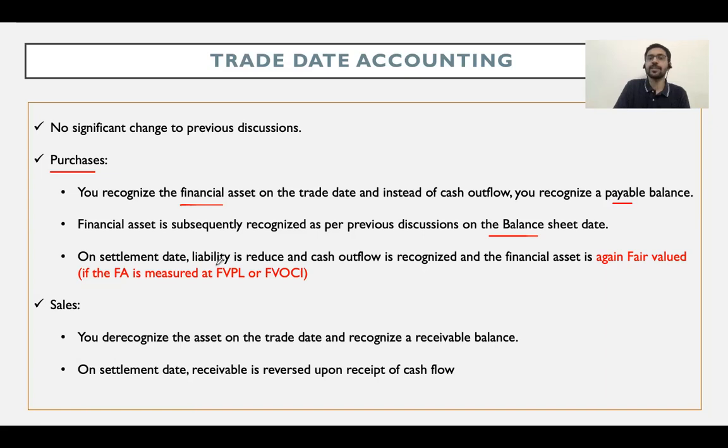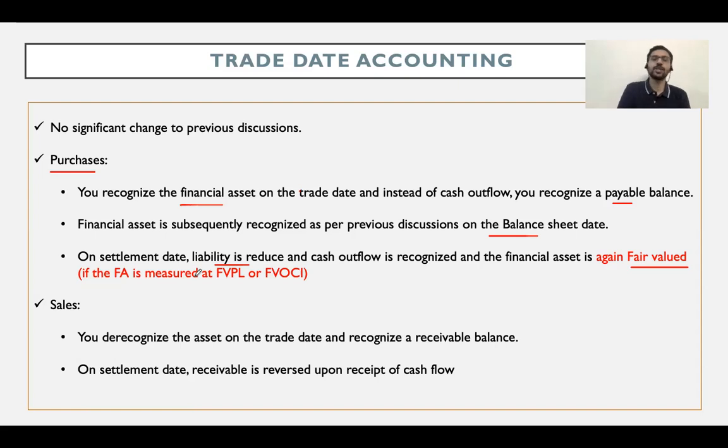On the settlement date, the liability that we created earlier is going to now be settled. Therefore, we debit the liability and show a corresponding cash outflow. That is the first journal that we post under the settlement date accounting. In addition, if we are categorizing the asset at FVOCI or FVPL, we are also going to post an additional journal whereby we're going to fair value the asset once again. On the settlement date, we're going to fair value the asset again under the FVOCI or the FVPL category, and the corresponding gains will be taken to OCI or the P&L as the case may be. That is with regard to purchases.